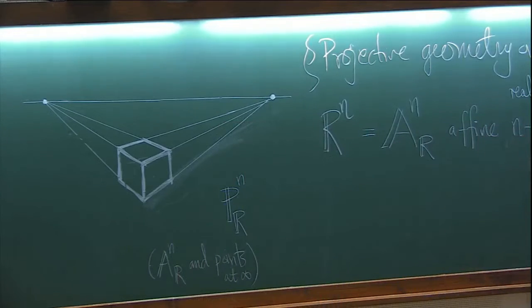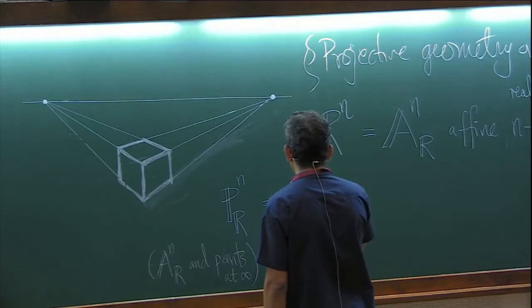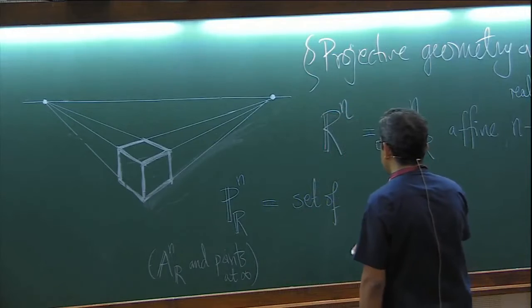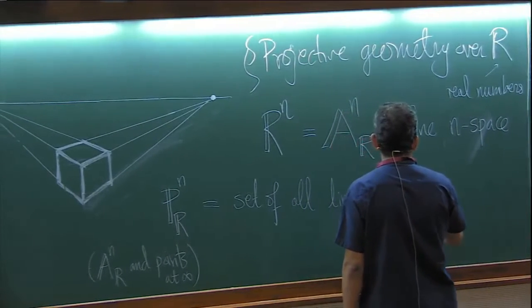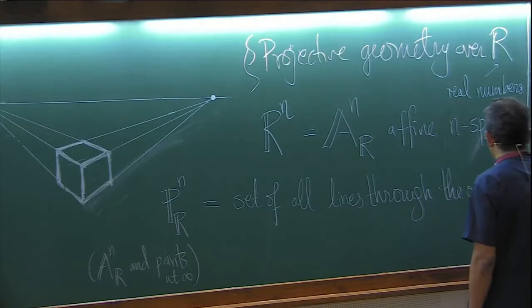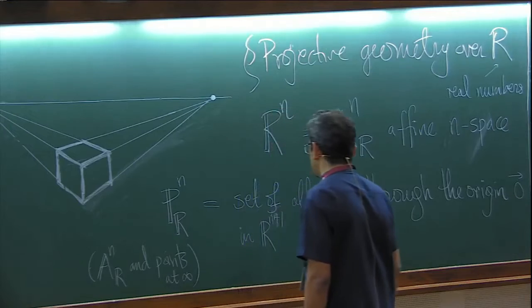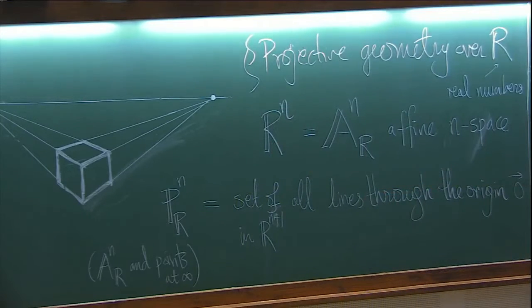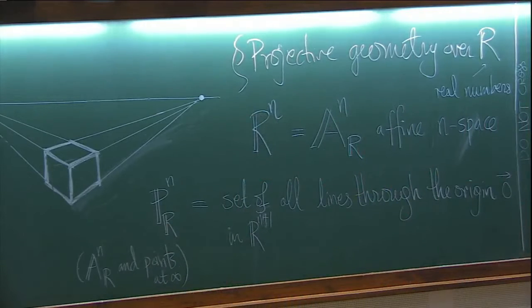I'll give one slightly obscure looking definition, which is convenient to say at this stage, but then we'll reinterpret it. It's not so obscure, but it's a bit confusing. It's the set of all lines through the origin 0 in R^(n+1). That doesn't quite sound like what I'm hinting towards. I'm saying that this is going to be n-space plus points at infinity, but this looks like a slightly strange construction. I'm looking at all lines through the origin in R^(n+1).